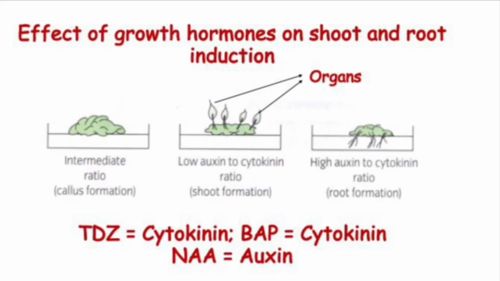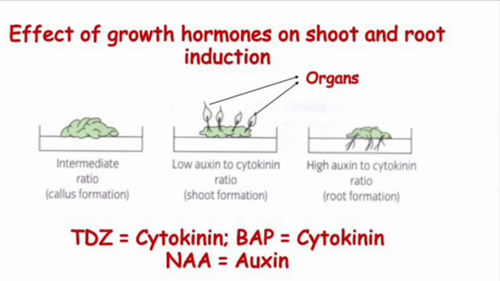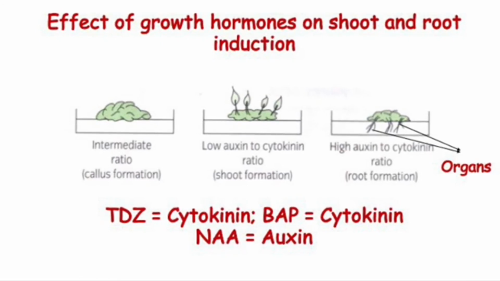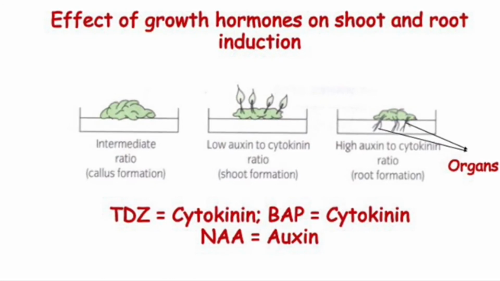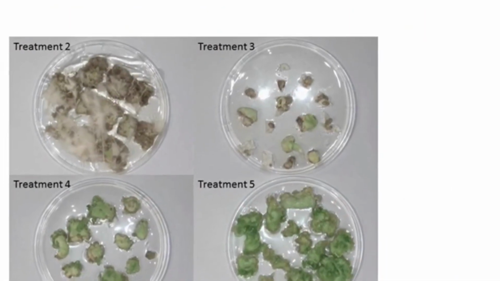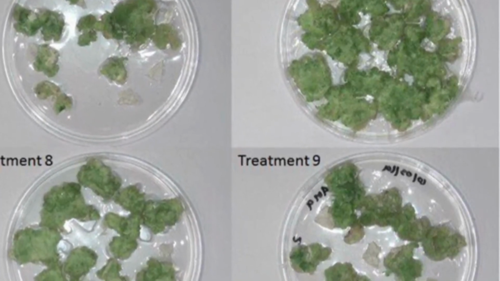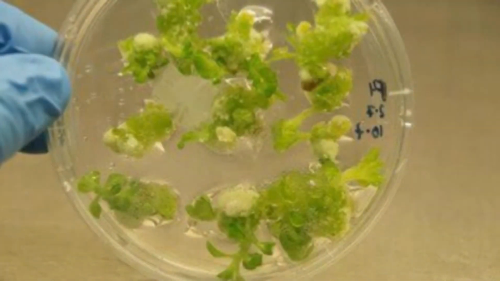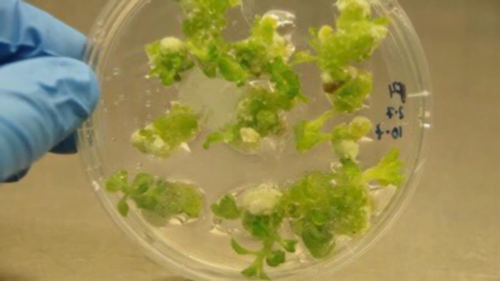Welcome back to part 2 of the exercise. Today you will record your observations. Based on the known facts of plant growth regulators, observe in each plate the organogenesis and development of root, shoot and callus. You will observe that high cytokinin induces shoot formation, high auxin concentration induces root formation, and an intermediate ratio of auxin and cytokinin induces callus formation.